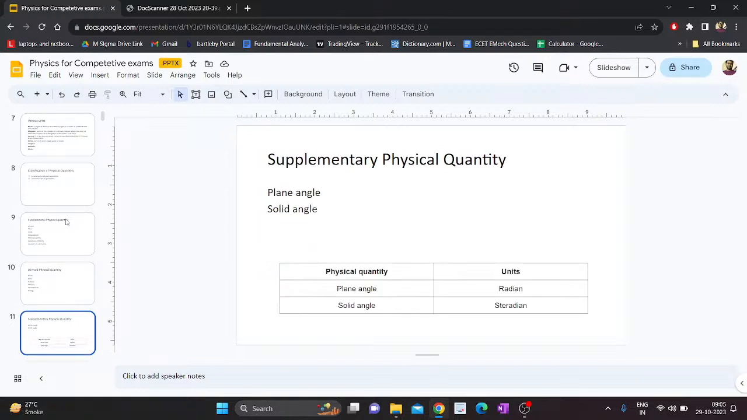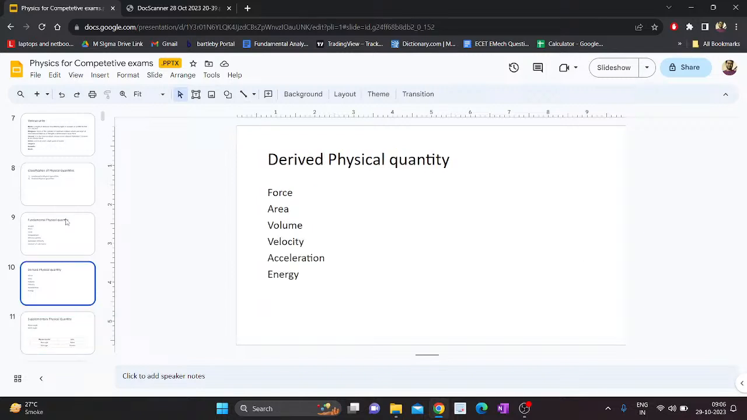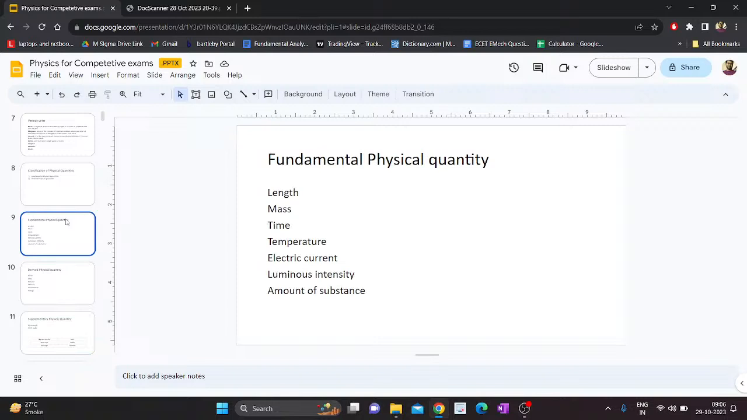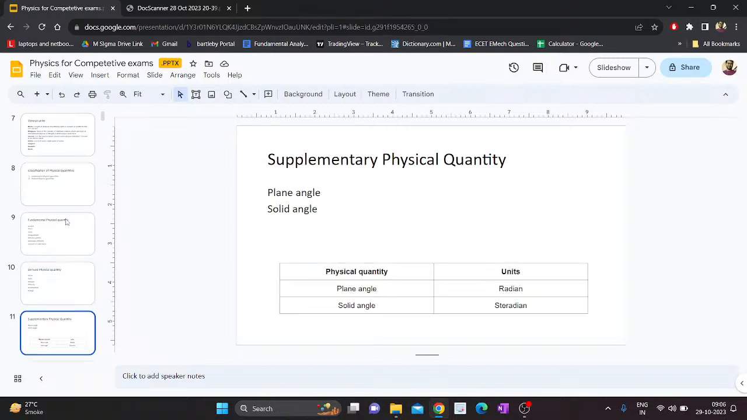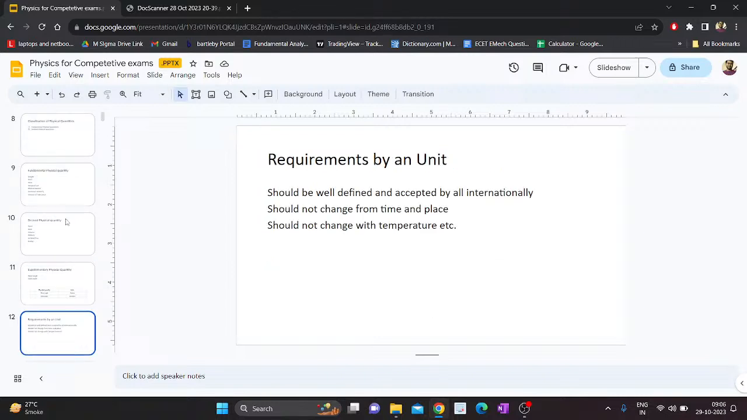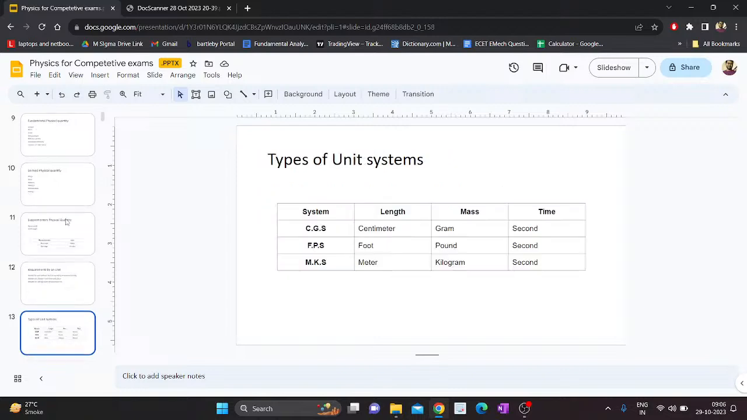There is another type of physical quantity which is given the name supplementary physical quantities. Primarily they do not fall into either of the previous two categories, that is, fundamental physical quantity and derived physical quantity. These are given the names plane angle, solid angle, etc. And we understood the requirements of the units and the different types of units we have. The different types of units are CGS system, FPS system, MKS system. These are used at various locations around the globe.